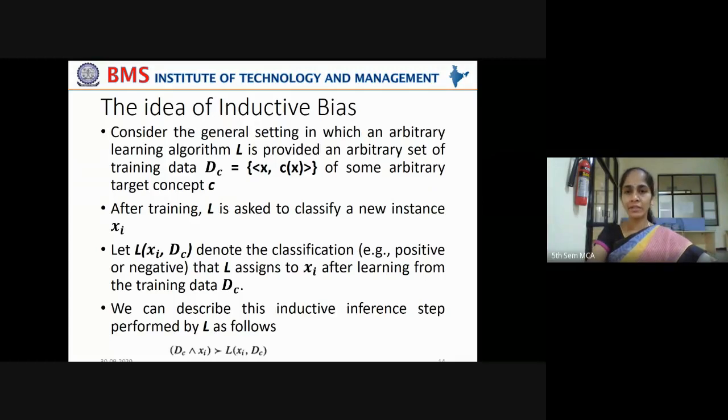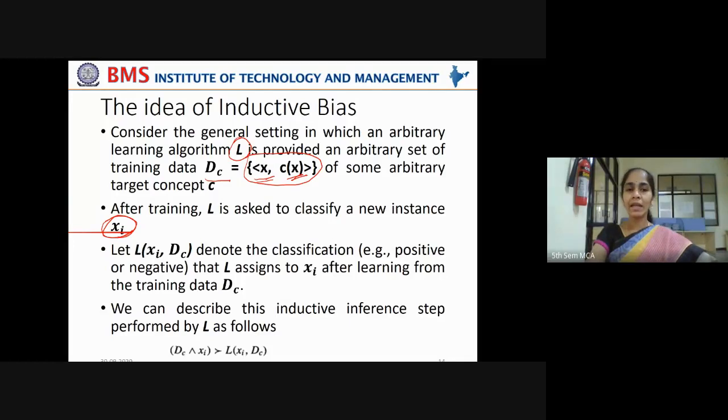Now consider the general setting in which an arbitrary learning algorithm L is provided an arbitrary set of training data DC, which contains the set of attributes and the target label of some arbitrary concept C. Now after training, L is asked to classify a new instance Xi. See, it will be a little interesting here. The learner now knows everything applicable or consistent with these training examples DC. Now it is asked to predict the outcome of this Xi.